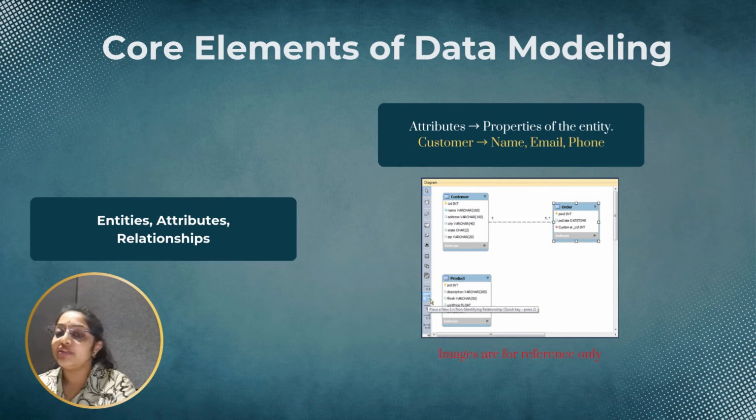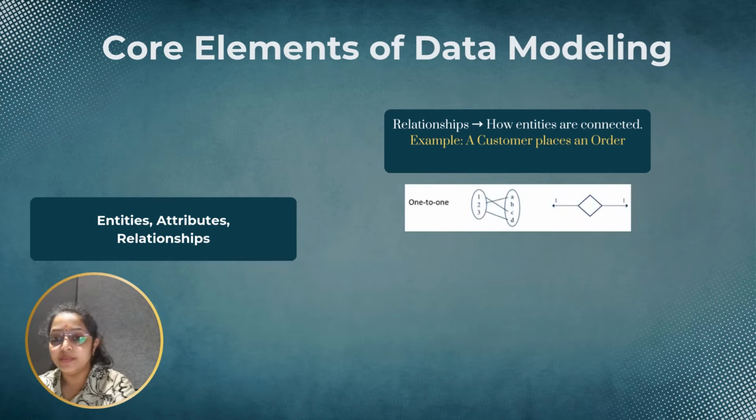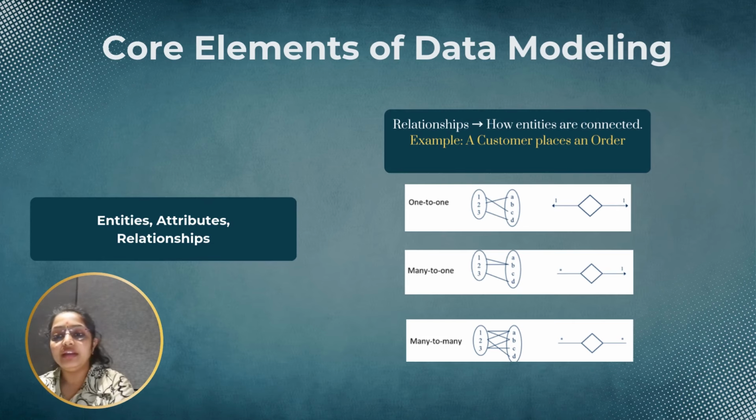For example, if customer is a table, if you treat it as an entity, then the attributes will be name, email, phone number, address of that particular customer. And next thing comes is relationship. So I can say like a customer can place multiple orders, or a customer can place one order, and at the same time one order can contain multiple products. So we are just trying to connect the entities over here.